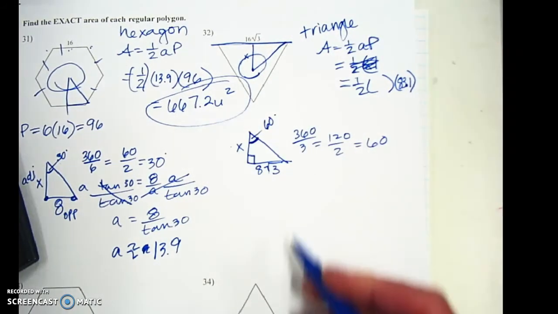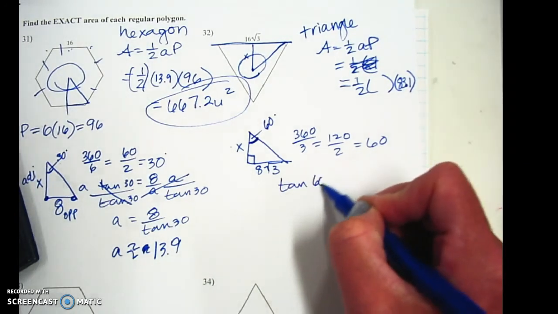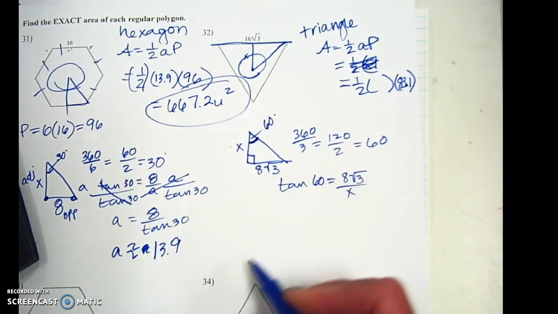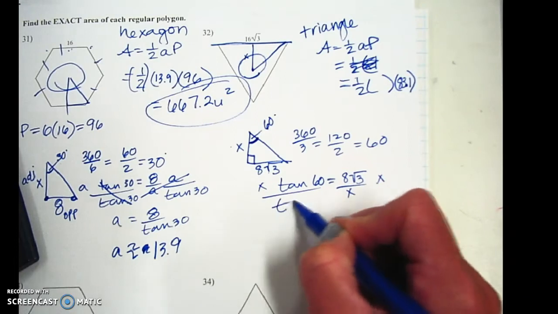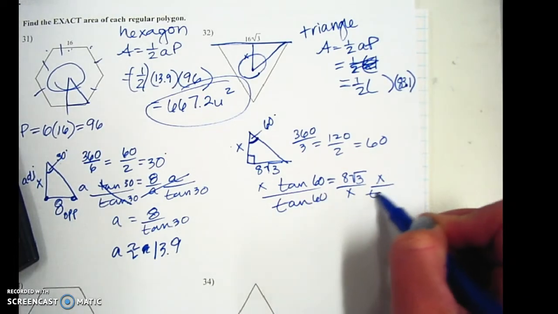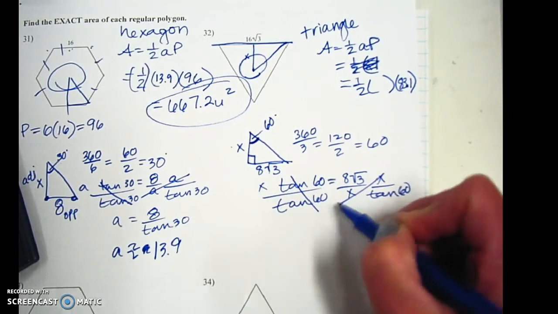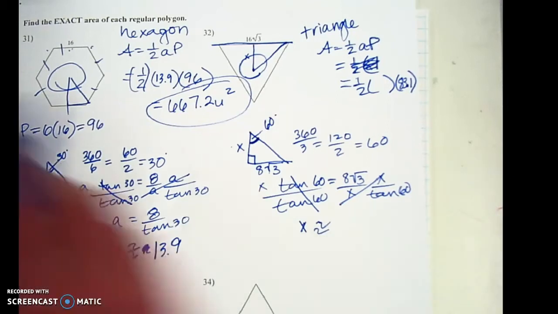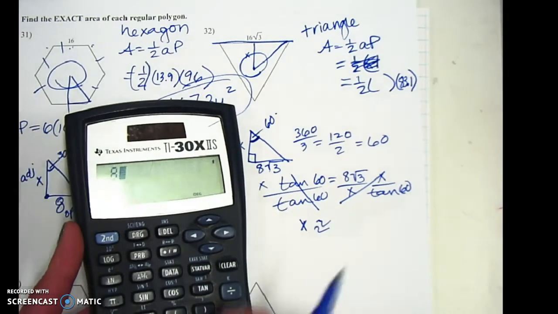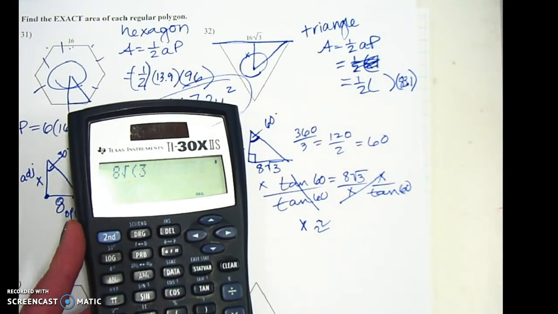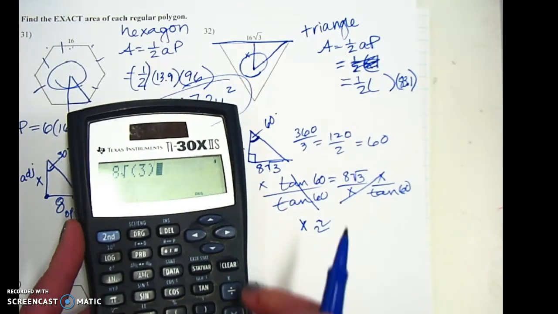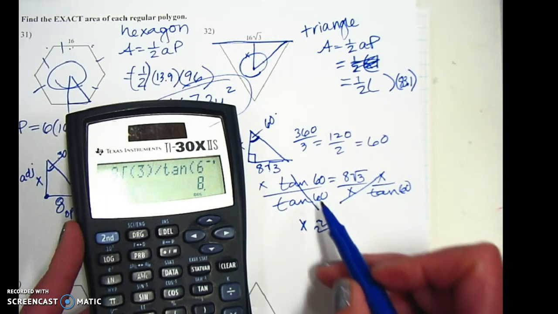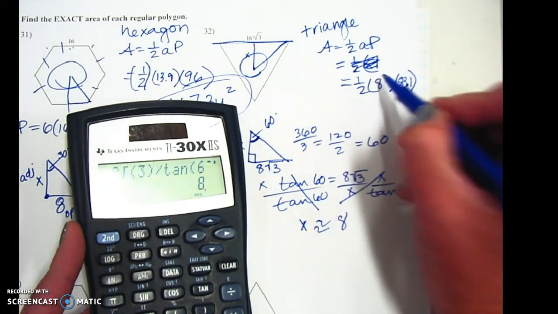I've got opposite and adjacent, so I'm going to use tangent again. So the tangent of 60 is equal to 8 rad 3 over x. Multiply both sides by x. Divide both sides by the tangent of 60. Cancel, cancel, type it in the calculator, and we're going to get the apothem equal to 8 rad 3 divided by the tangent of 60, and it's 8. Awesome. Okay?